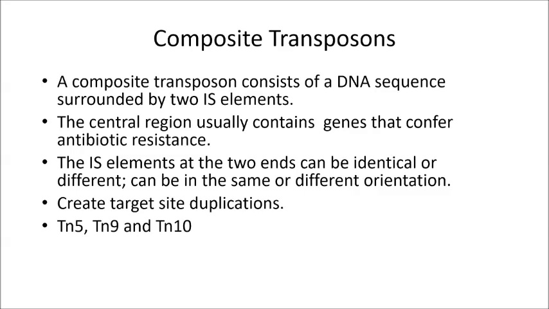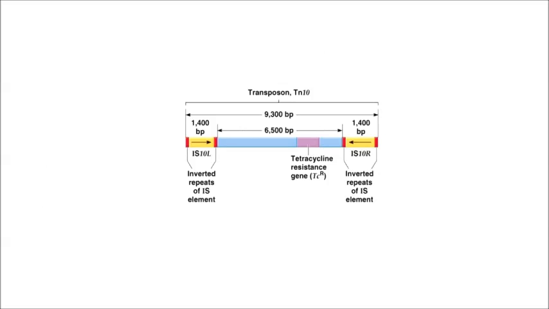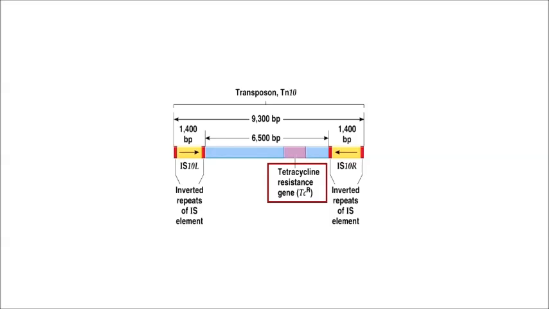Composite transposons are created when two IS elements insert near each other. So the DNA sequence between the two IS elements, which was otherwise immobile, can now be transposed when the two IS elements act together. A composite transposon consists of a central region surrounded by two IS elements. The region between the IS elements in each of these transposons contains genes that have nothing to do with transposition. The central region usually contains genes that confer antibiotic resistance. For example, Tn3 contains the genes for transposase and resolvase enzymes and also has a tetracycline resistance gene.